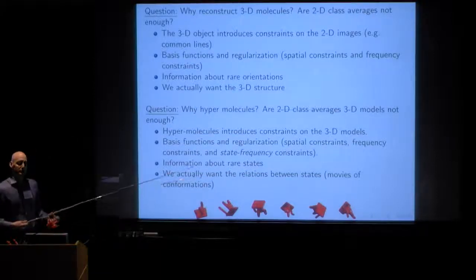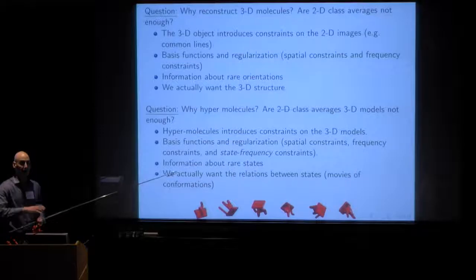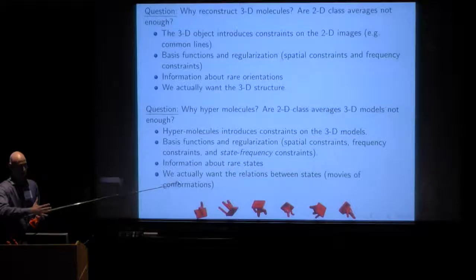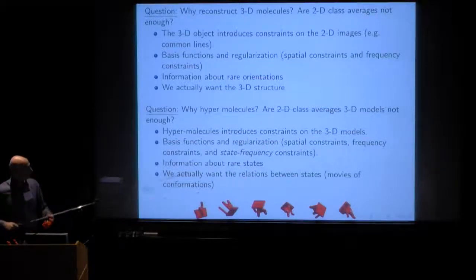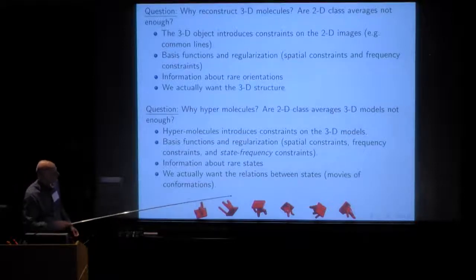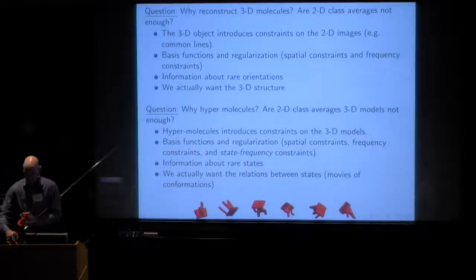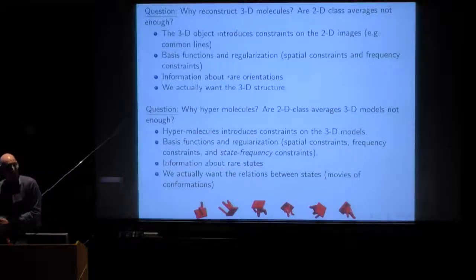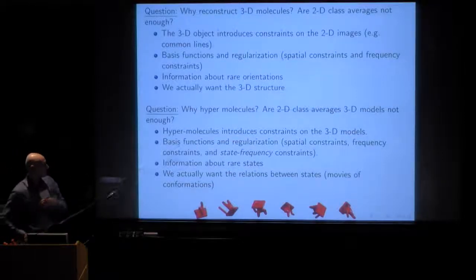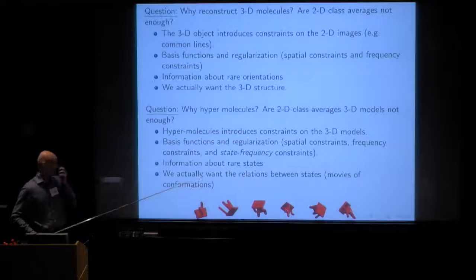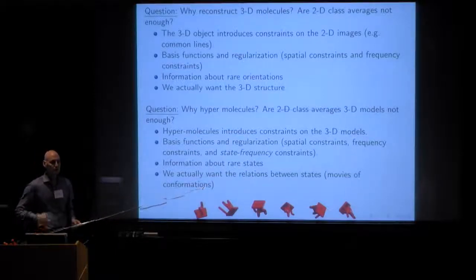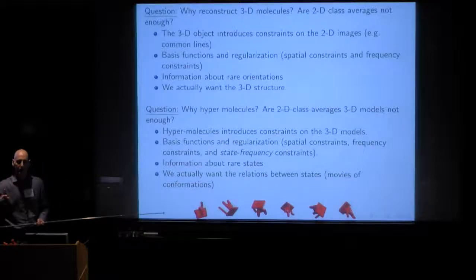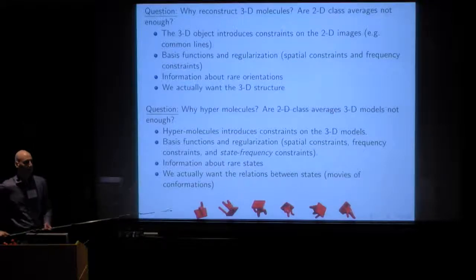There's information about rare states in the same sense that it's not as general, but it's similar to how you can view rare viewing angles. I didn't put the continuum here, but if I have this cat and this cat, they tell me something about the cat in the middle, even if I see fewer examples of that cat in the middle. I can use the relationships. And it's actually what we want to see at the end: some kind of movie, or some kind of knobs that we can turn to move the object from one state to another.